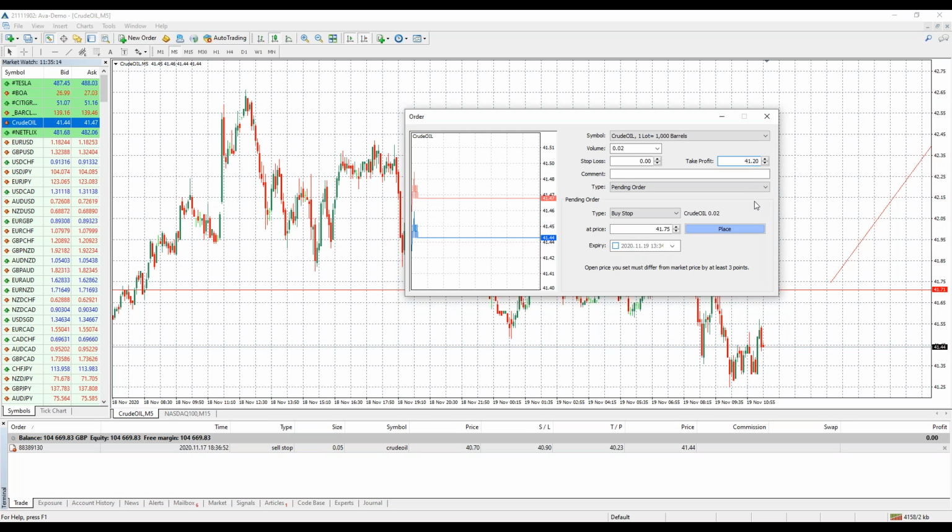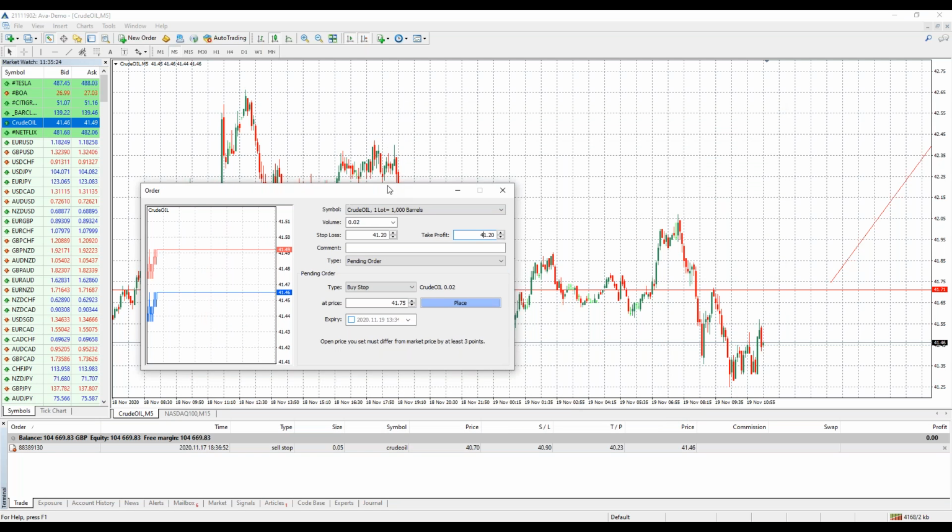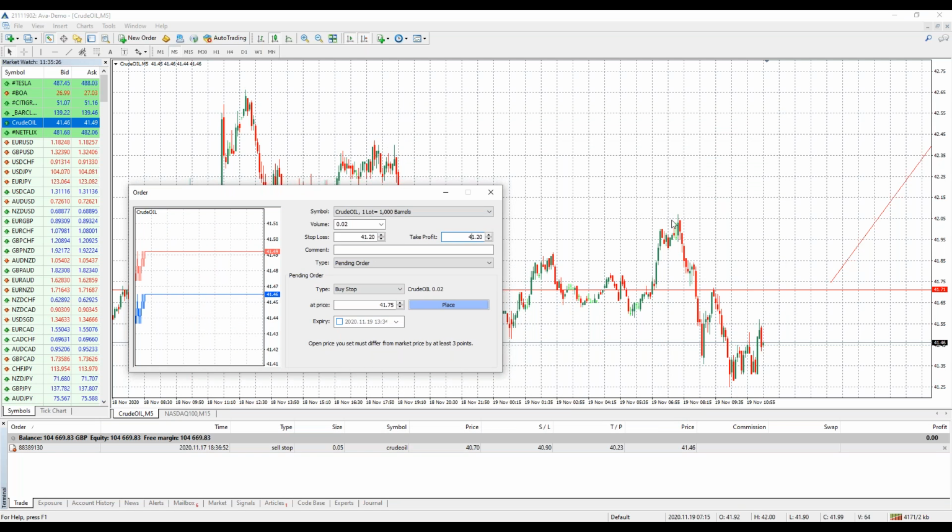If I can type it correctly, there we are. And my stop loss, sorry, over here, 41.2. Take profit is the next question. Where would I want my take profit? Could be at the next resistance here, or maybe a higher resistance level you see up here.